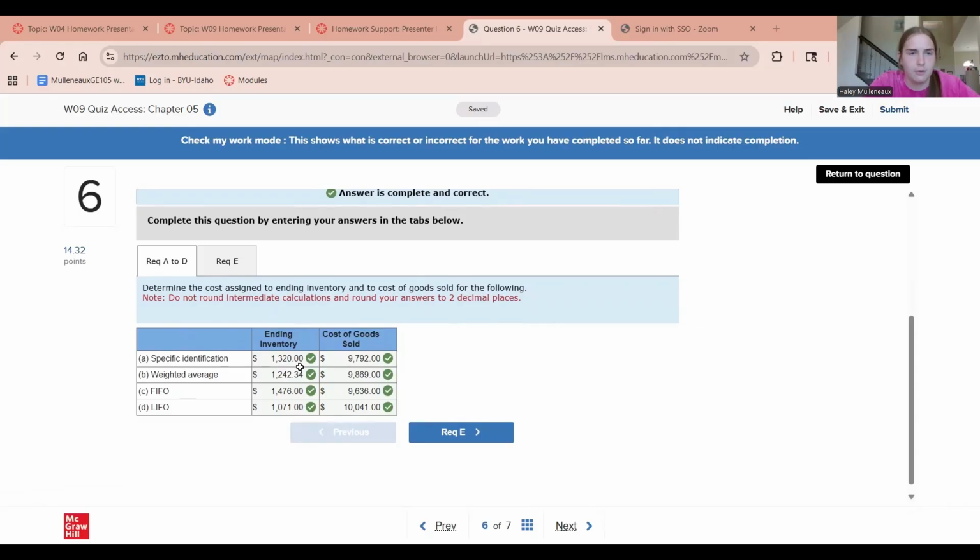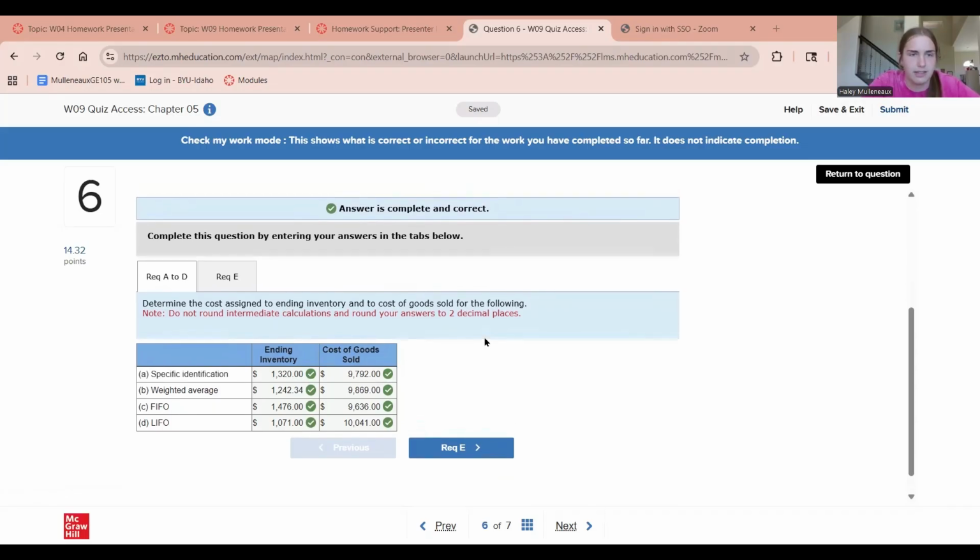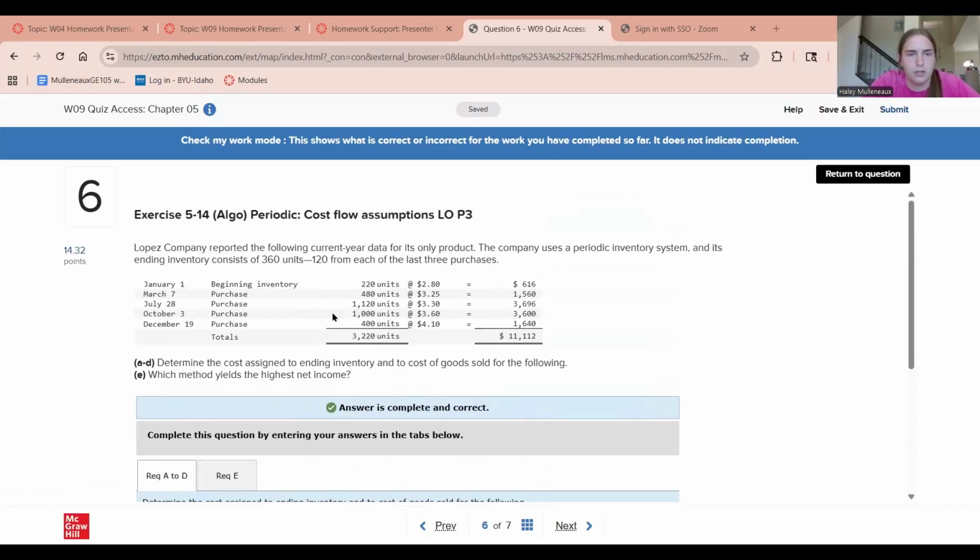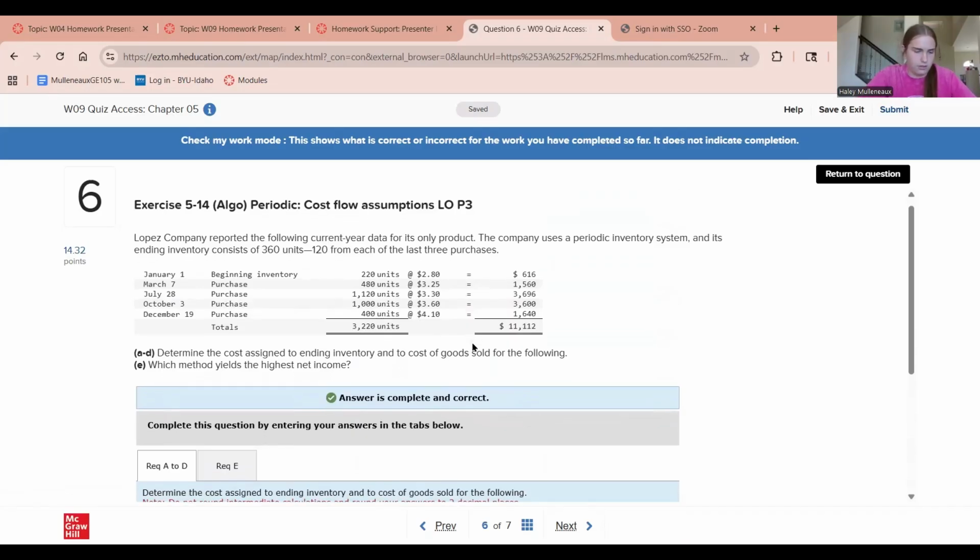So first we'll start with A, which is specific identification. We're supposed to find the ending inventory and cost of goods sold. So to find the specific identification for ending inventory, we're going to take the 120 from right here, and we're going to multiply it by the unit costs from the last three right here. So we're going to do 120 times 4.10, and that equals 492.